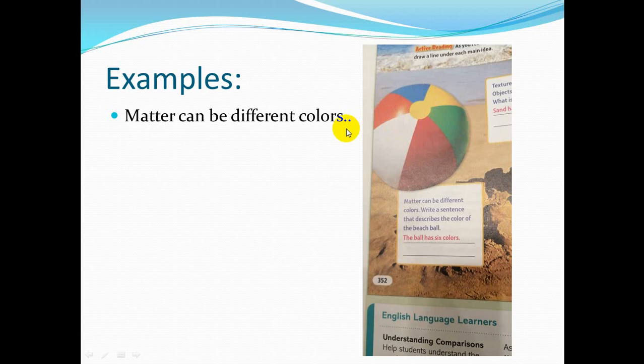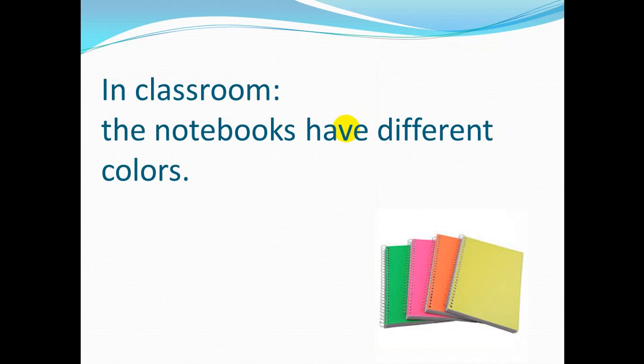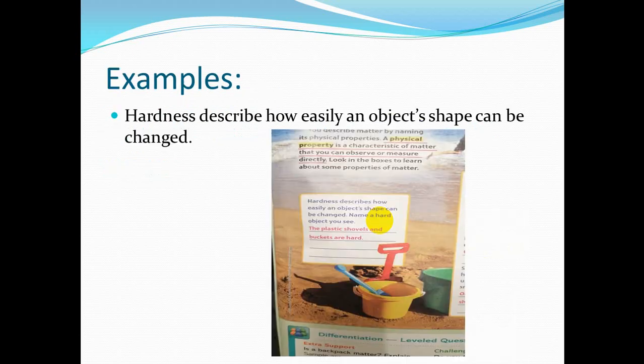Okay. Again, now we will go to our classroom. In the classroom, we can see different colors of notebooks. Can you tell me another example in your classroom? Yes, I hear you. There are different colors of bags. Each one of you has a different color of bag, notebook, pencil case, right? So the second example of physical properties is color.